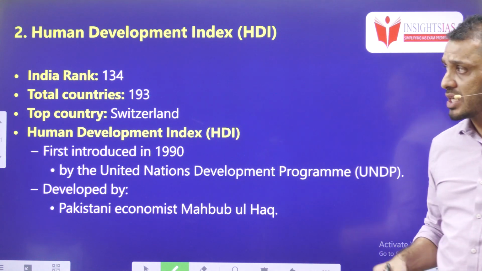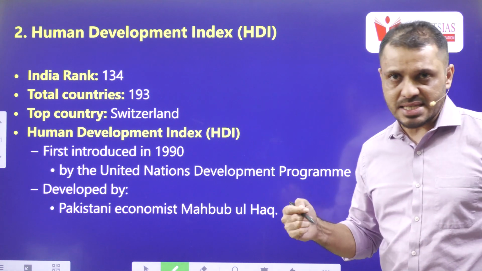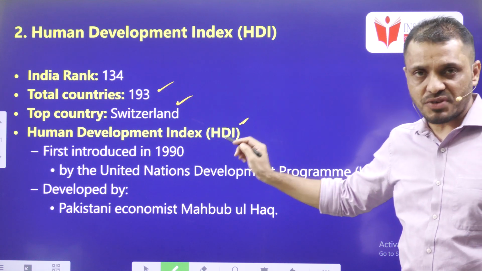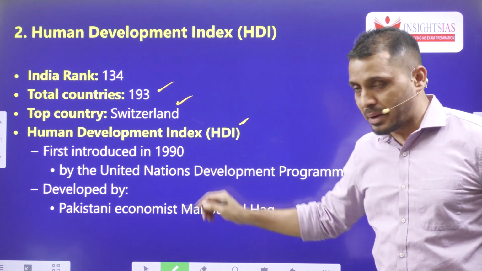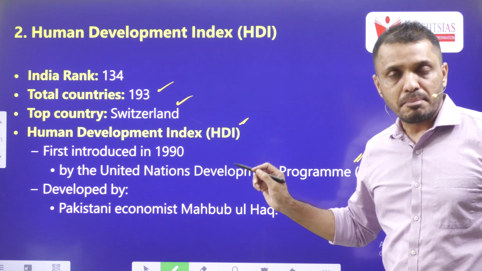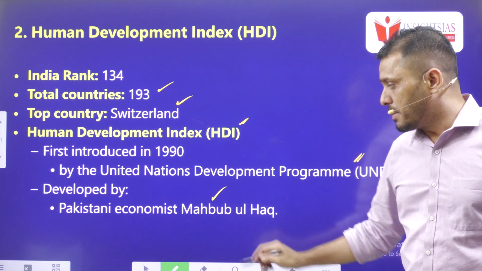India ranked 134. Total number of countries surveyed, 193. Top country, Switzerland. The Human Development Index was first introduced in 1990 by the United Nations Development Program, UNDP. This was developed by Bangladeshi economist Mahbubul Haq.